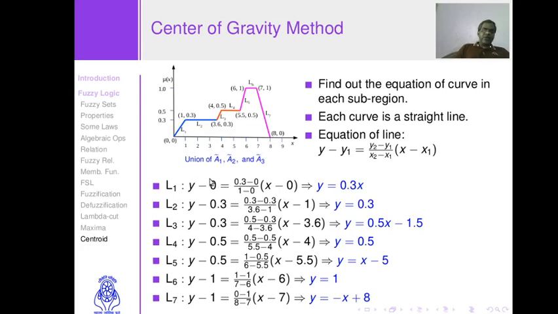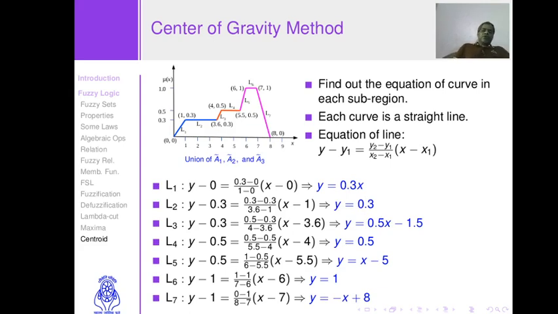So for the first segment it is y minus y1, y1 is 0 here, so it is y minus 0, over y2 minus y1, y2 is 0.3, y1 is 0, so 0.3 minus 0. Here x2 is 1, x1 is 0, so 1 minus 0, times x minus x1, x1 is 0. So with the help of this we can easily get the equation for segment 1, represented by L1, which is y equals 0.3x. In this way we can easily find out the equations for all the 7 segments, for all the 7 lines.